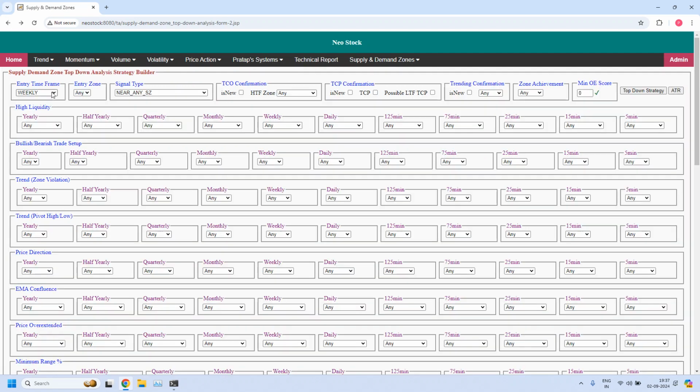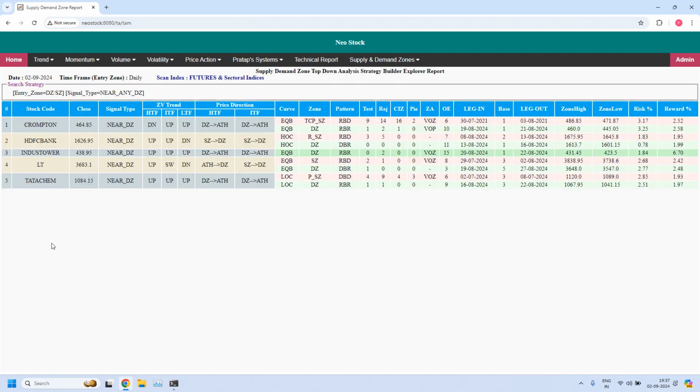The next time frame is daily. Entry time frame is daily. Let us find the stocks near daily demand zone. 5 stocks are filtered. Let us identify any high liquidity daily demand zones. No, we don't have any high liquidity daily demand zones from this list.